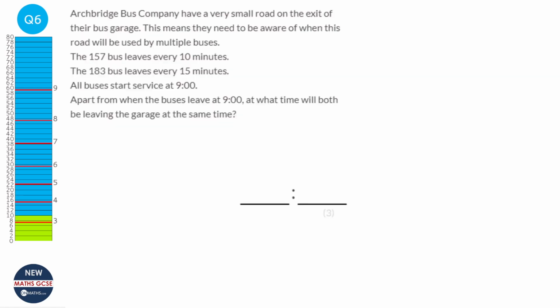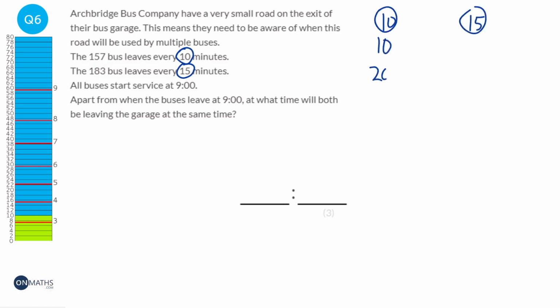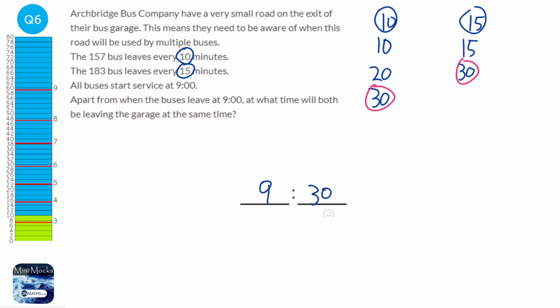To answer this question, we basically need to find the lowest common multiple of the 10 minutes here and the 15 minutes here. So we're going to start off just by doing the 10 and 15 times table, so it'd be 10, 20, 30, and 15 times table with 15 and 30. So the lowest common multiple is 30. So after half an hour, these buses will sync up. They'll both leave at the same time. And all buses start service at 9 o'clock. So it will be half an hour after 9 o'clock, which will be 9:30.